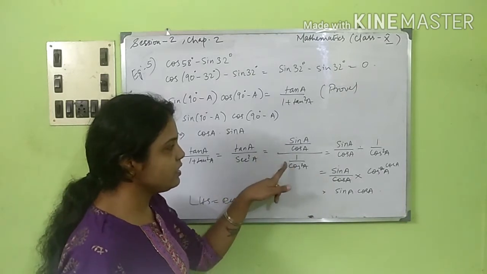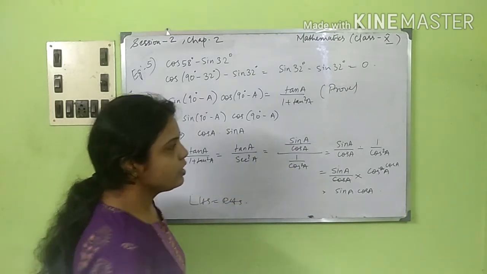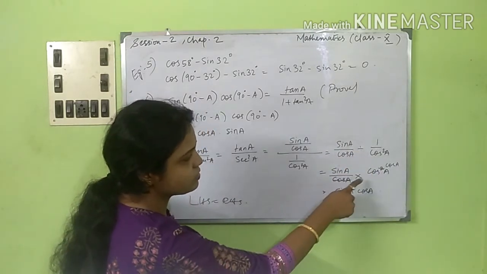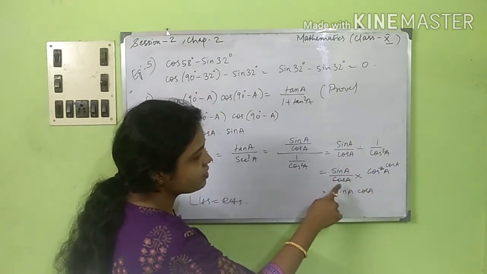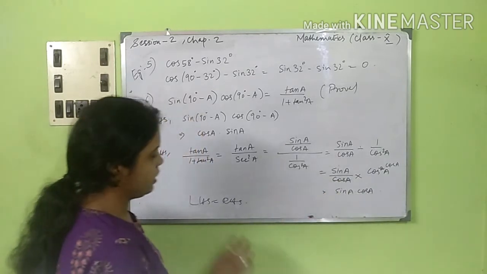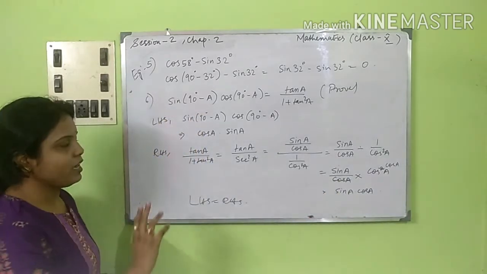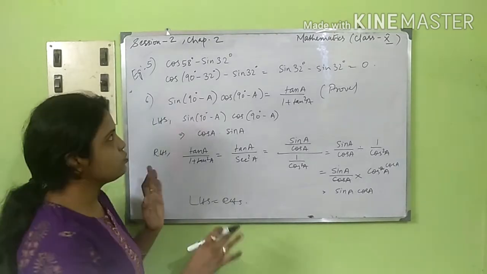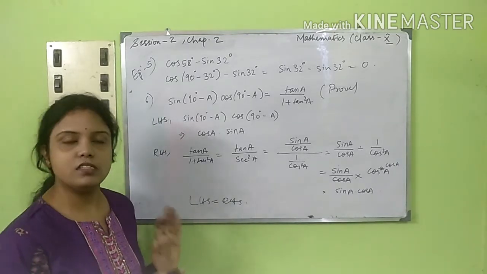So sin a by cos a divided by 1 by cos square a. Just divide and see. Sin a by cos a divided by 1 by cos square a. Sin a by cos a into cos square a. You are cutting it. You are getting sin a into cos a. So this is the same result as your LHS. So I have written LHS equal to RHS. So this was a complementary angles sum.